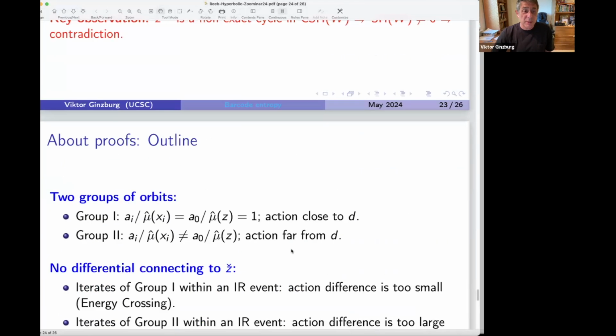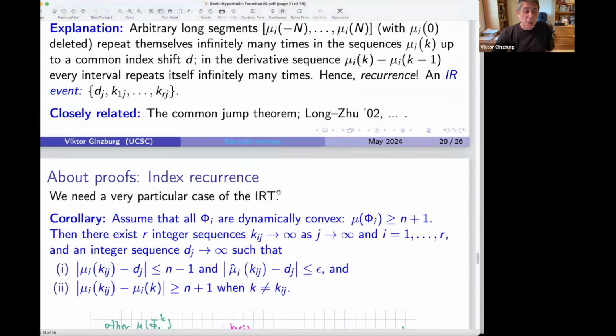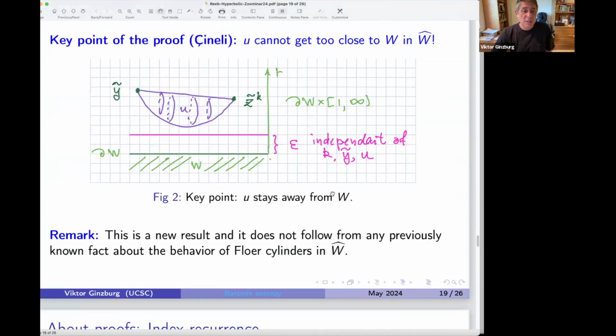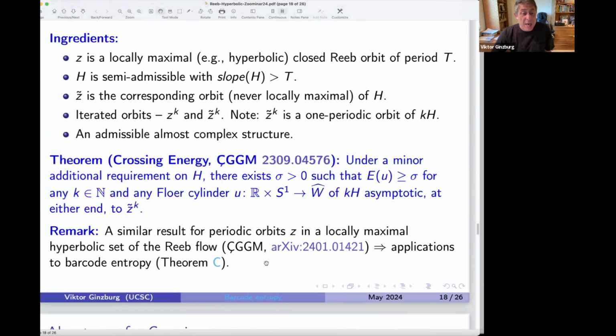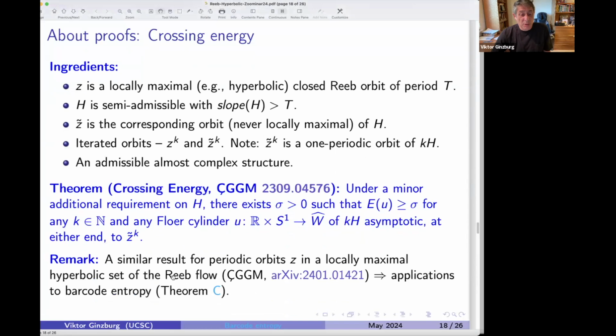This is basically the gist of the proof, and this part is relatively simple. Index recurrence is not new. It's been around for a while. The key new ingredient of the proof is the crossing energy theorem, this part by Cineli, and this is the central step of the argument. There is an analog of the crossing energy theorem for locally maximal hyperbolic sets, and this is what is used in the entropy case. Let me stop here.